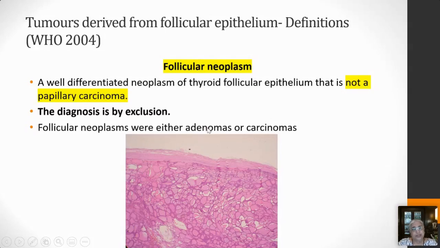Now, an adenoma is relevant to us today because it's an encapsulated lesion. It has a thick or thin capsule with a follicular patterned lesion within that capsule, within the tumor, and it does not have the nuclei of a papillary thyroid carcinoma. That's number one. And it does not have any signs of invasion, either of the capsule or of a vessel.